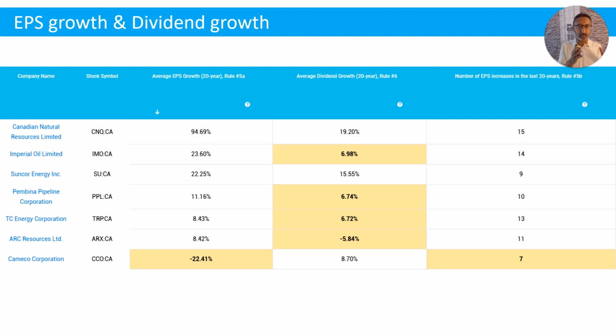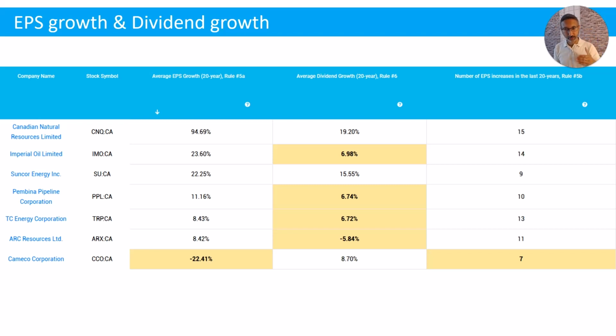Now, the next column over is dividend growth. And so here, again, we see Canadian Natural Resources. Over the last 20 years, average dividend growth has been over 19%. We compare that to ARC Resources. The average dividend growth has been negative 5%. So the same question is going to apply here. Do you want to invest in a company that grows the dividend over time, has a history of doing that, especially over 20 years? Or do you want to invest in a company that is reducing its dividend over time?